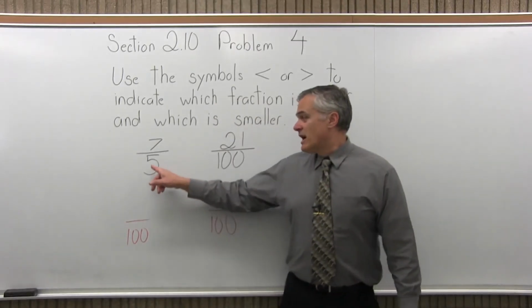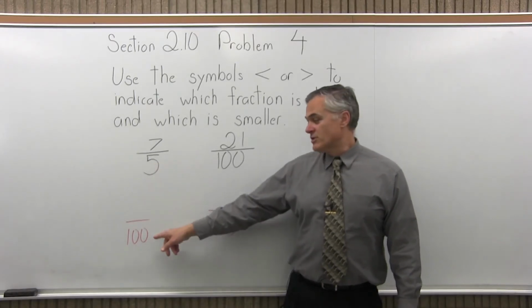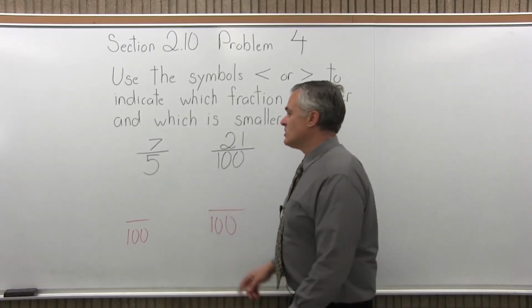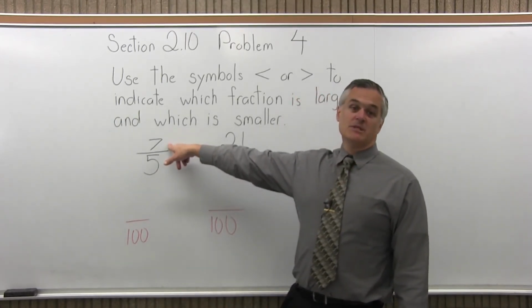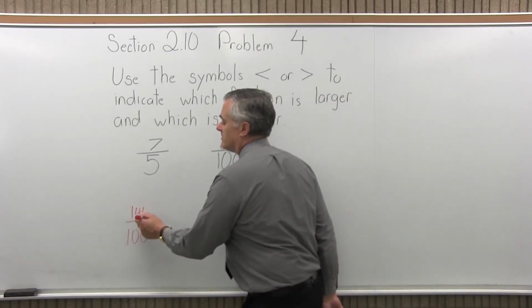Now for the 7 over 5, look at the denominator of 5 and see what value multiplied times 5 would turn it into a 100. Well, that would be times 20. 5 times 20 is 100. So the numerator would also be multiplied times 20. 7 times 20 is 140.